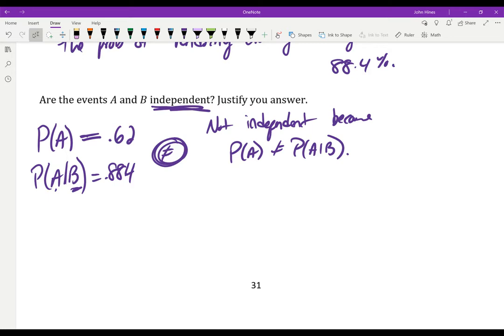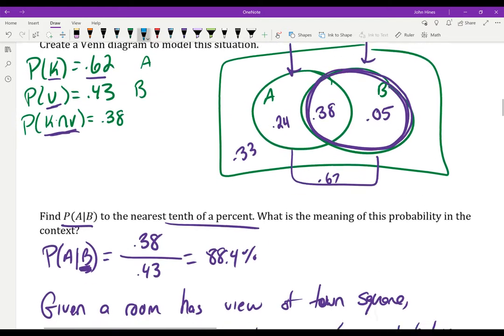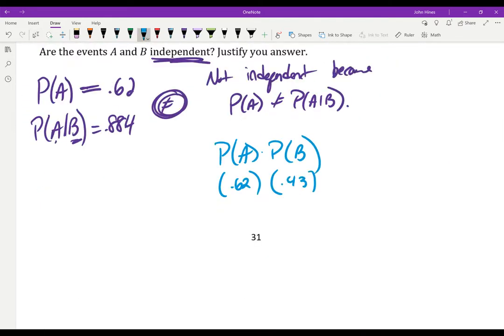Quick little side note here. You could have also done the probability of A times the probability of B. King-size bed times the view was 43%. I could find this product, and notice it does not equal the middle. This does not equal the intersection. So they are not independent. That's your other way to do it: find the product of the two circles, 0.62 times 0.43, and ask, does that equal the and probability? In this case, it does not.